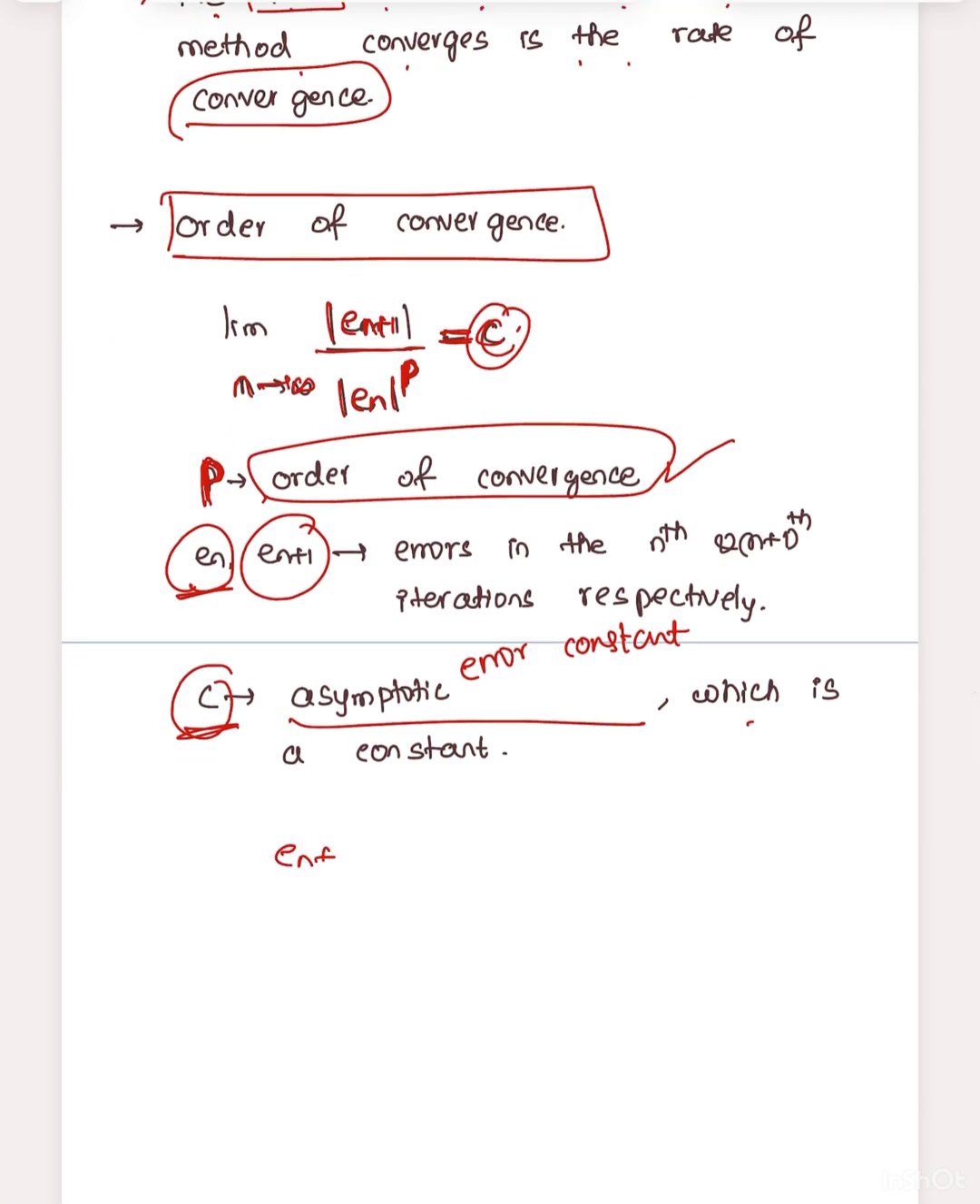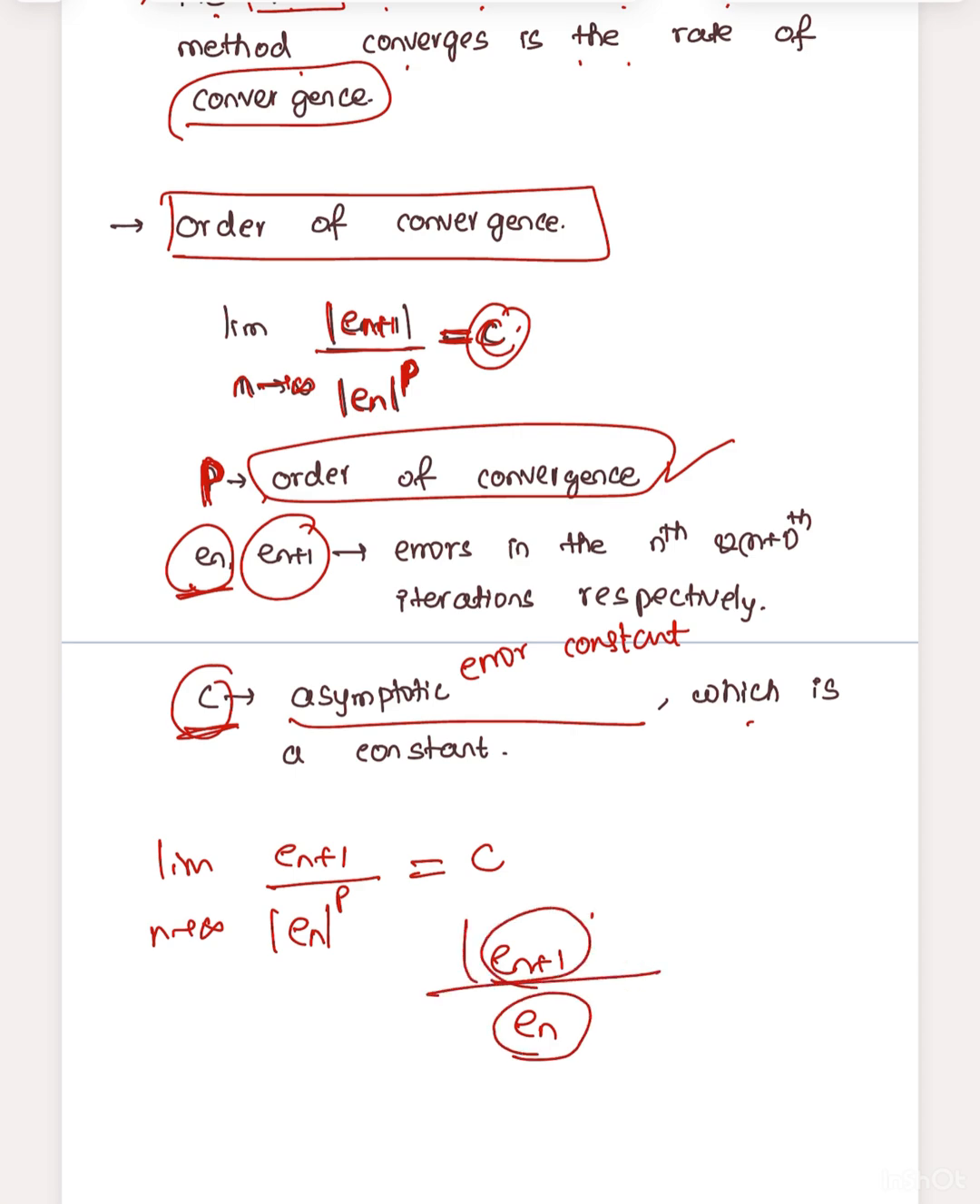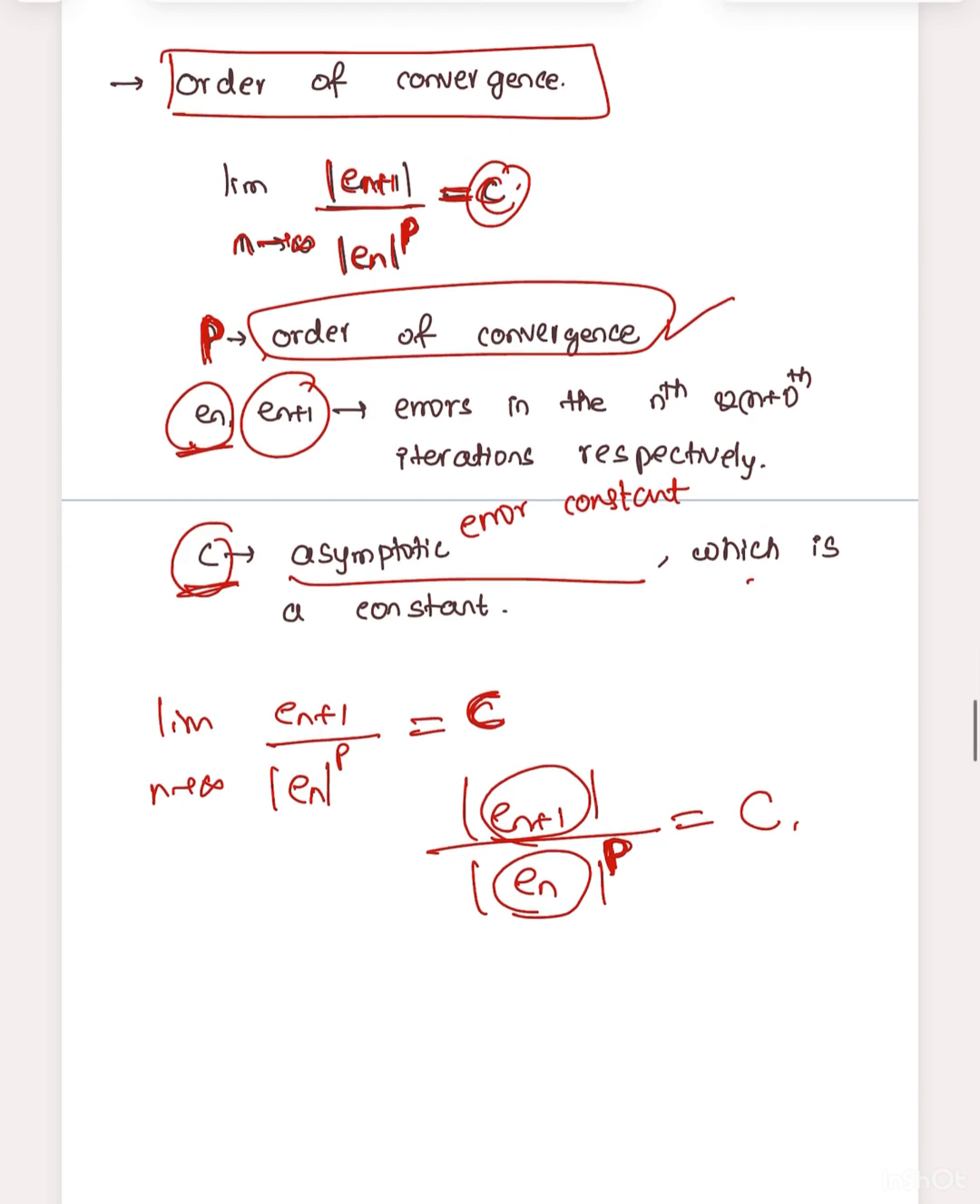So we have to remember: the limit as n tends to infinity of |e_(n+1)| / |e_n|^p is equal to c. Here e_(n+1) is the error in the (n+1)th iteration and e_n is the error in the nth iteration. If the ratio of e_(n+1) to e_n with the power p is equal to some constant, then p is called the rate or order of convergence, and c is called the asymptotic error constant. This we have to remember because these are used in further discussion.